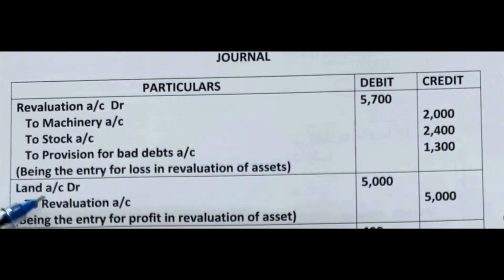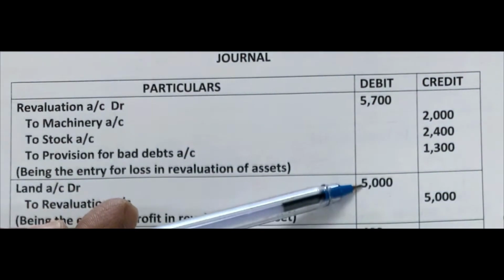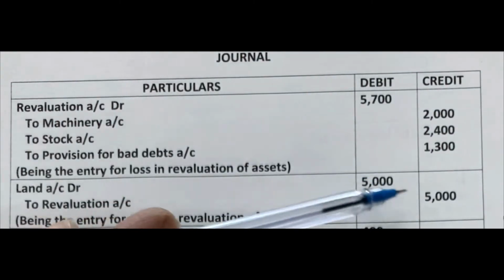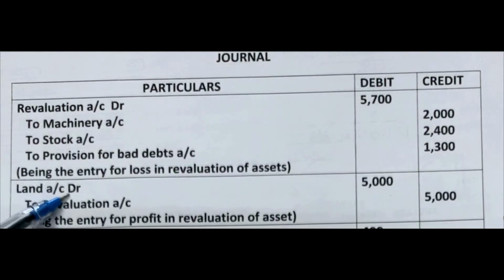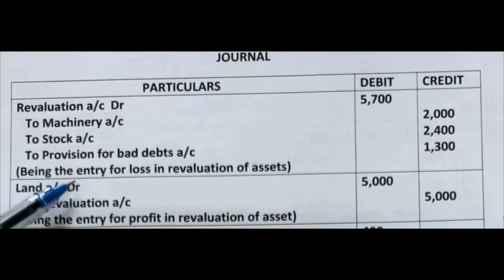Land account debit to revaluation account. From the revaluation account credit side, we have to take this amount, 5,000. Narration: Land is an asset. The asset value increased. It is a profit. For that profit, we are writing this entry. Mention that in the narration: being the entry for profit in revaluation of asset.